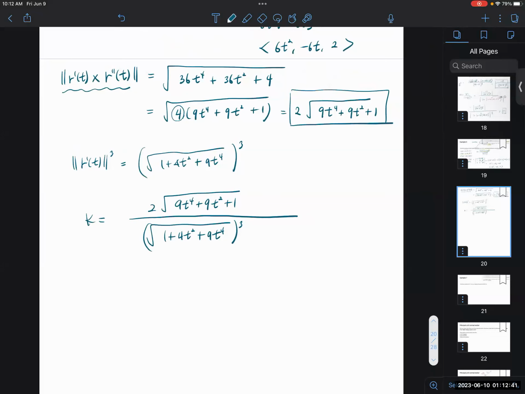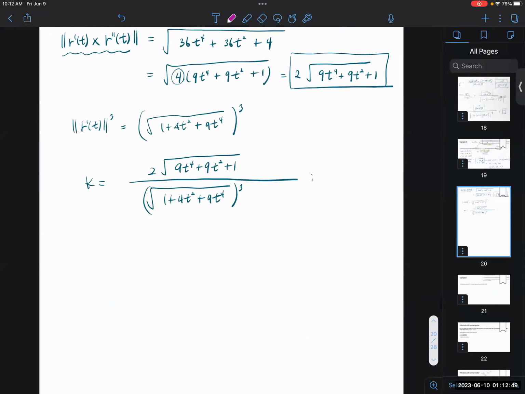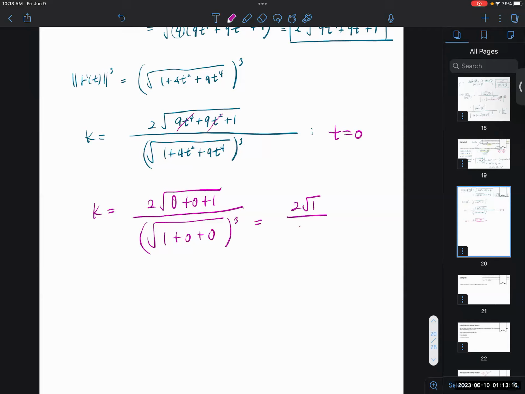And then what happened? This is the K curvature, but they say when t equals 0. So they want you to find the magnitude of the rate of change of the tangent vector when t equals 0, plugging in 0 for t. So the K, this is going to be 0, 0. We have a 1. And the bottom, we have 1 plus 0 plus 0 to the third. 2 radical 1, we have a 2. So this is the curvature when t equals 0.